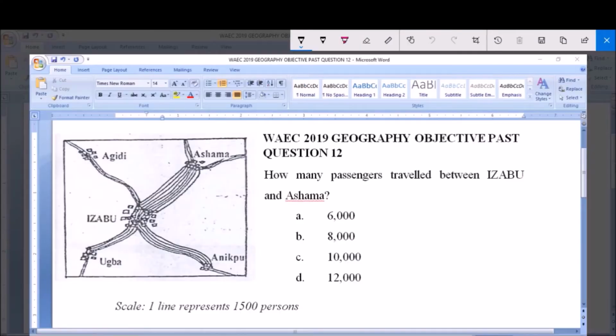Hello, I'm going to be answering WAEC 2019 Geography Objective Past Question 12. How many passengers traveled between Izabu and Ashama? A. 6,000, B. 8,000, C. 10,000, D. 12,000. Now, we are to use this diagram or this map to estimate the number of passengers that traveled between two towns on the map, Izabu and Ashama.